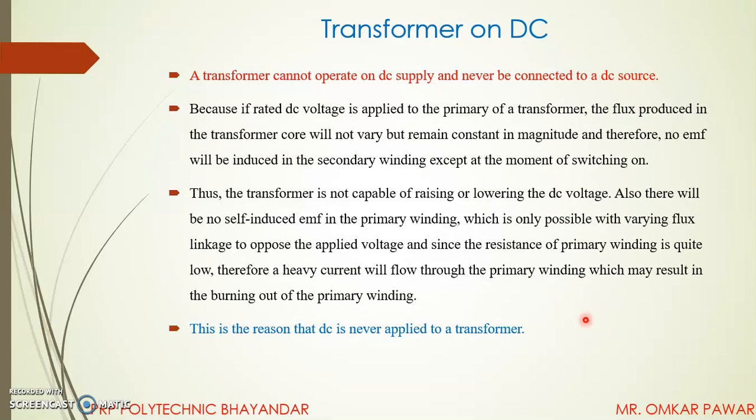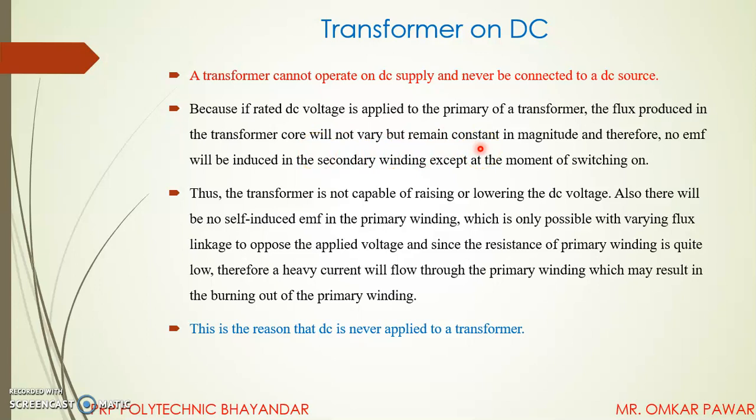So the next topic is transformer on DC. What will happen if we give a DC supply to the primary instead of an AC supply? Let's see. A transformer cannot operate on a DC supply and must never be connected to a DC source. Why? Because if rated DC voltage is applied to the primary of a transformer, the flux produced in the transformer core will not vary but remains constant.